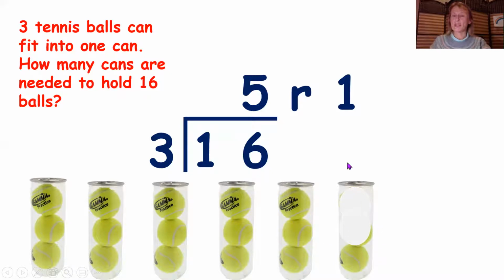Now I've put it in a can. It says how many cans are needed to hold 16 balls. It doesn't say how many cans are needed to hold 15 balls. And it doesn't say how many full cans can I make. If it did, the answer would be 5, because this can is not full here. It only has 1 ball in it. But it doesn't say that. It says how many cans are needed to hold 16 balls. So I need a can for this ball, or else this ball is rolling all over the place.